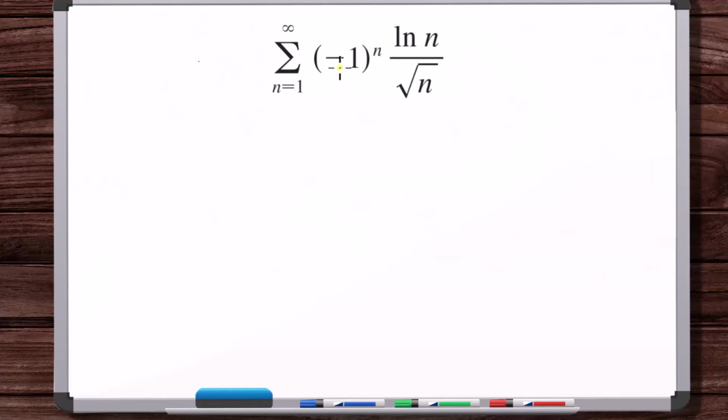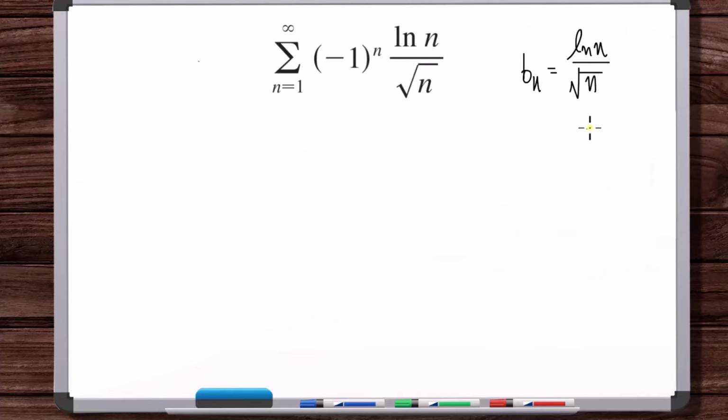Okay, I see this minus 1 to the n, and I think alternating series, but remember you have to check further to make sure it's alternating. This is always positive, so this is like the b sub n. So this is an alternating series. Okay, alternating series test. Let's think about that first. The b sub n is the natural log. This needs to be decreasing in order to apply the alternating series test.